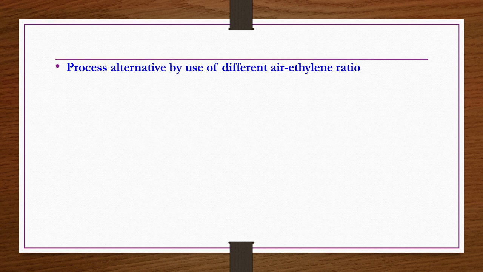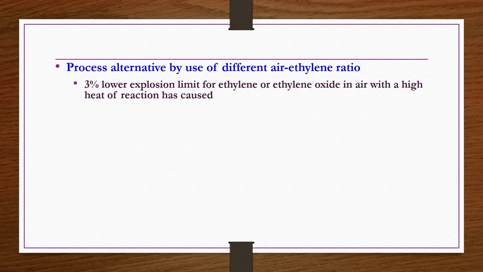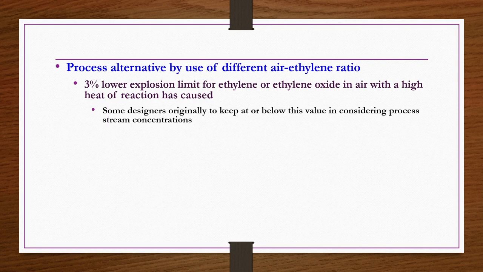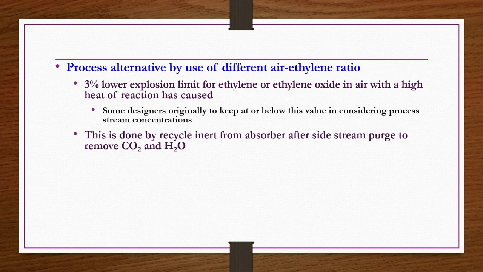Let us say process alternative by use of different air to ethylene ratio. There is a 3% lower explosion limit for ethylene or ethylene oxide in air, so you cannot go more than that. The 3% lower explosion limit for ethylene or ethylene oxide in air, with a high heat of reaction, has caused some designers originally to keep it at or below this value in considering process stream concentrations. This is done by recycling inerts from the absorber after a side stream pass to remove CO2 and H2O as well.